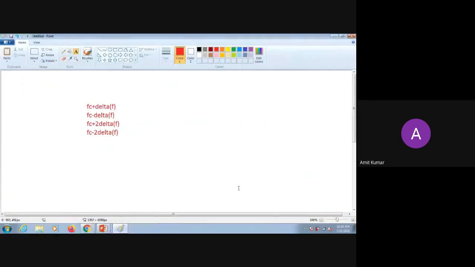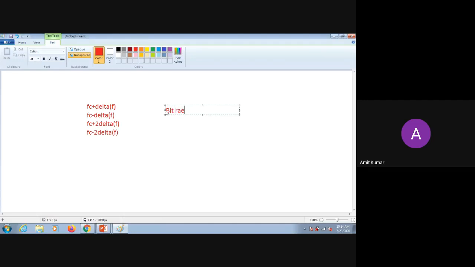So you can easily calculate: if your bit rate is 3 Mbps and our number of bits is 3, you can easily calculate your baud rate. Baud rate will be 3 Mbps divided by the number of bits, that is 3. So your baud rate will be 1 Mbps.